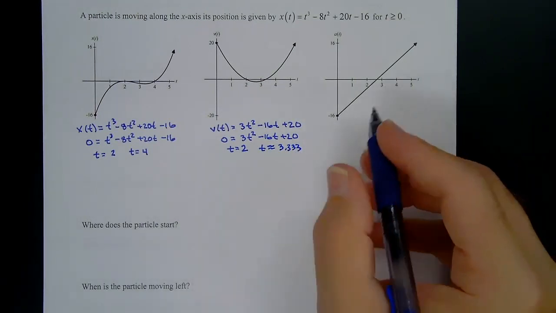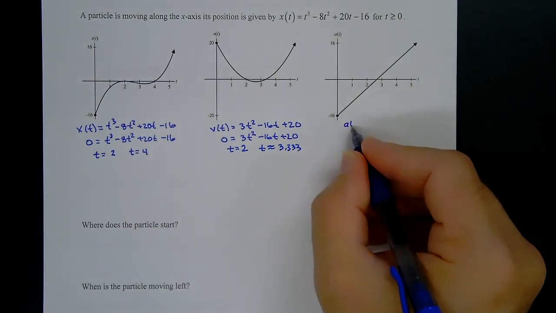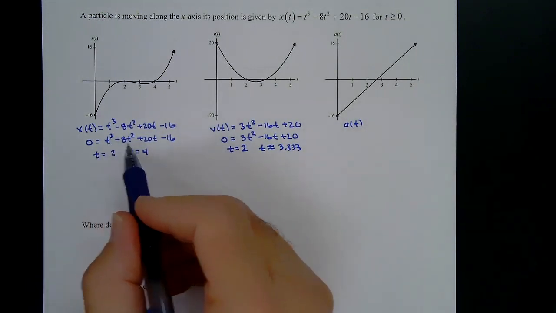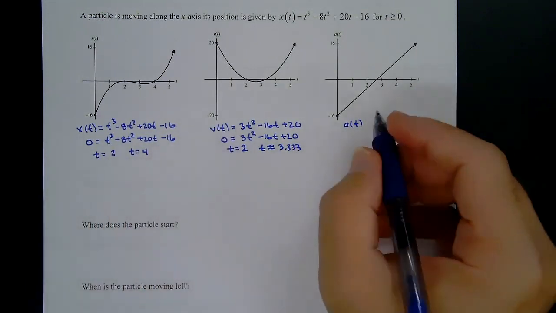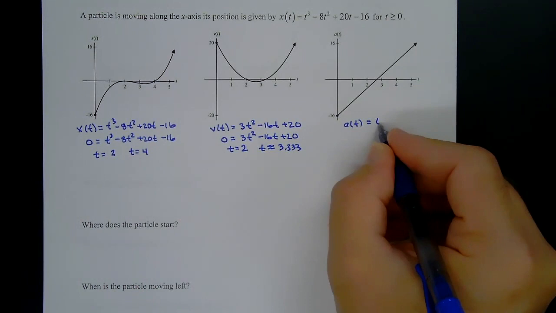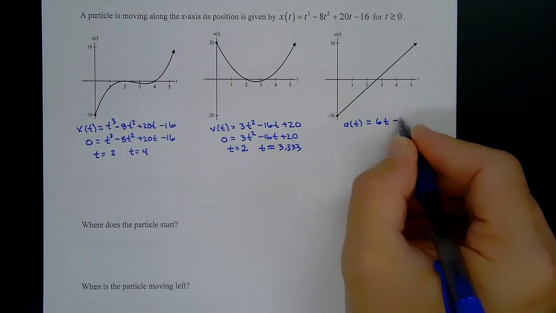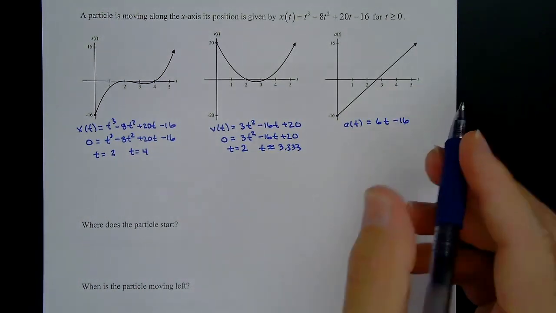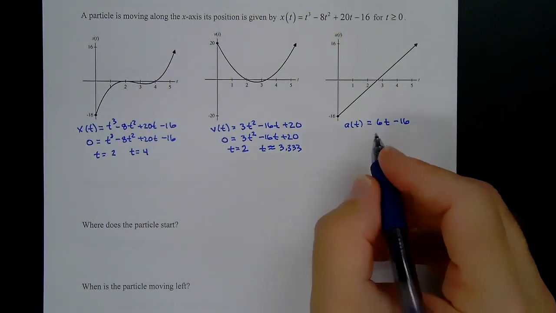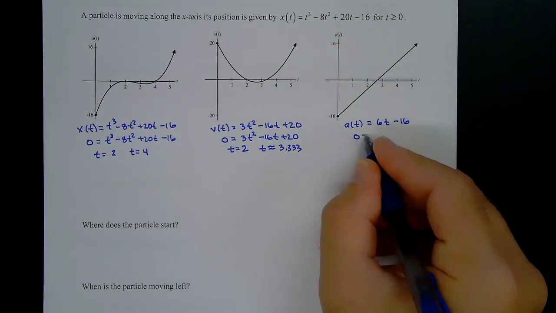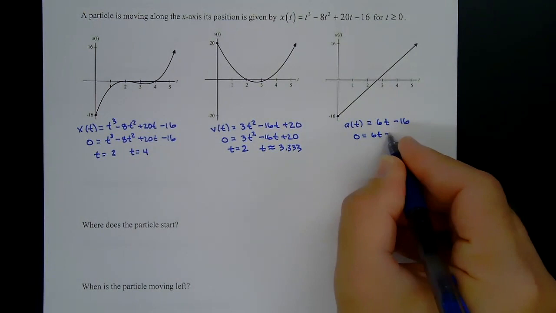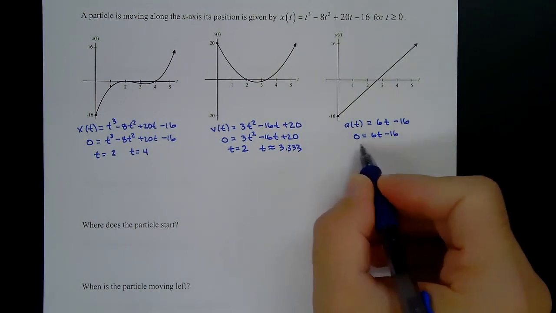All right, and then acceleration is the second derivative of position, which is the first derivative of velocity. So this would give you 6t minus 16. Okay, now this one we could actually solve, and it wouldn't be that bad, okay? So 0 is equal to 6t minus 16. That's where the acceleration is 0.